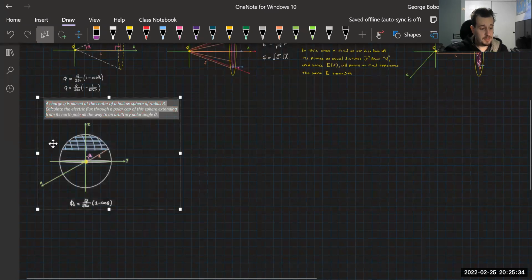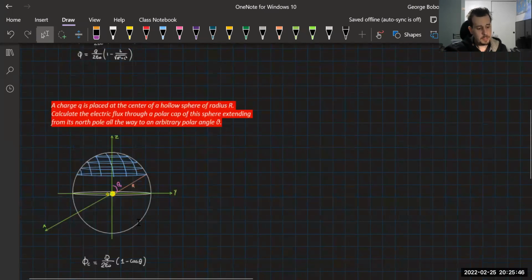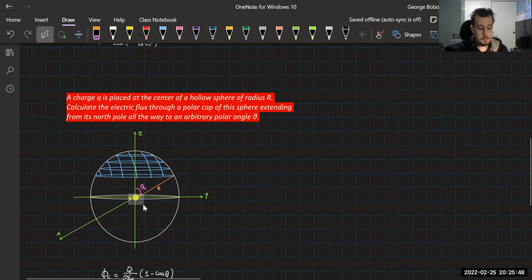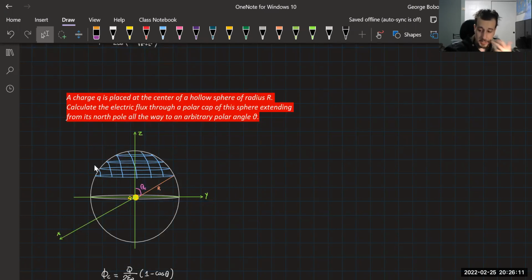So you will notice that the next problem has the exact same solution. But the way you get to the solution on this one is more elaborate. Let me explain. You have a charge Q placed in the middle of a sphere. But you go, I don't want to find the flux through the entire sphere. I want to find it through a portion of that sphere, a cap. If that's the case, let's think about how we can approach this.